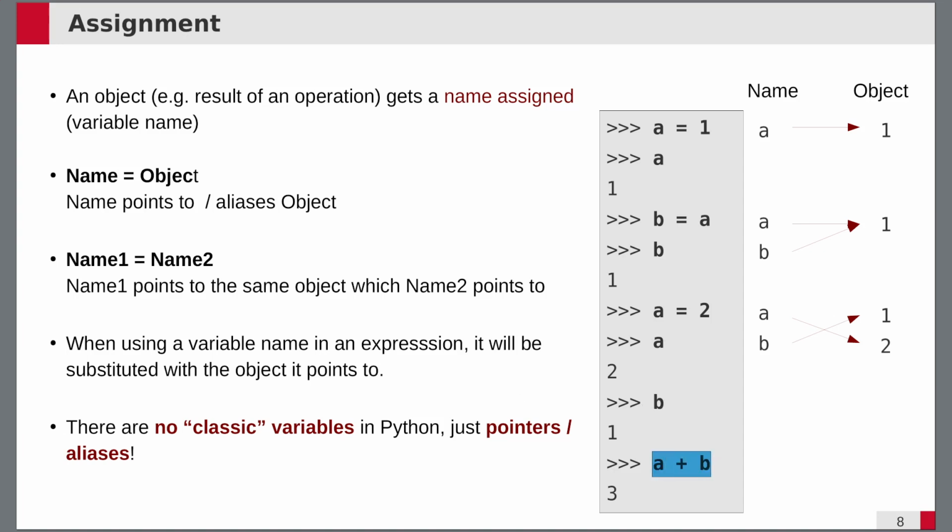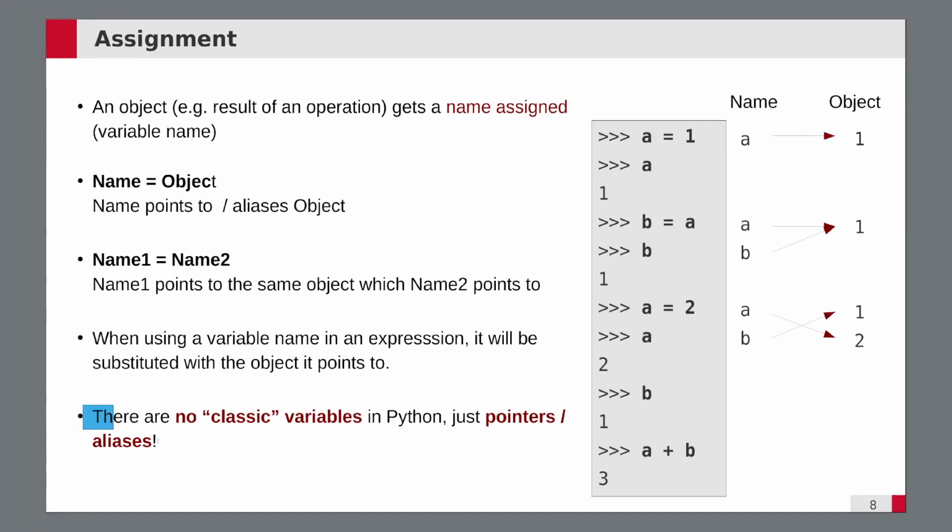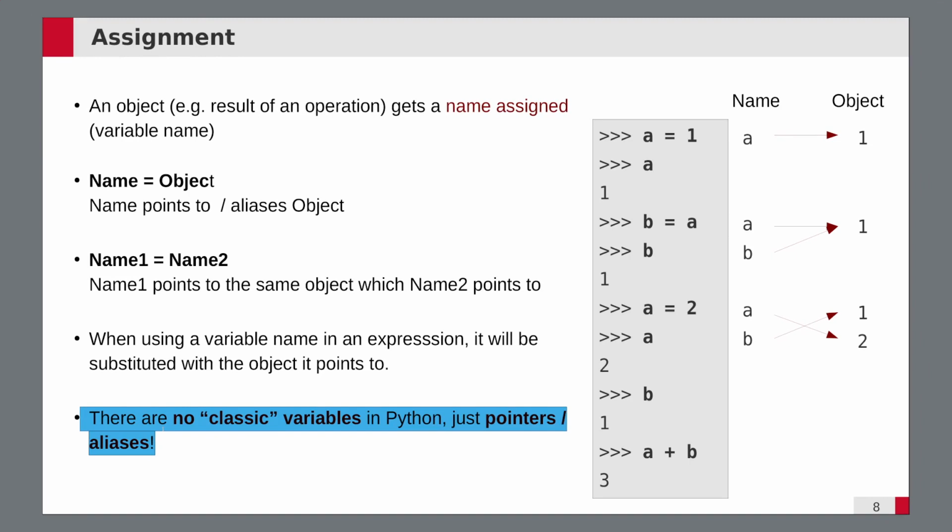It is very important to note that these variable assignments are not really variable assignments in the classical sense, as you might know them from other programming languages, but basically they are just pointers. So a equal 1 means that the name a points to an object which contains the 1 in the memory.